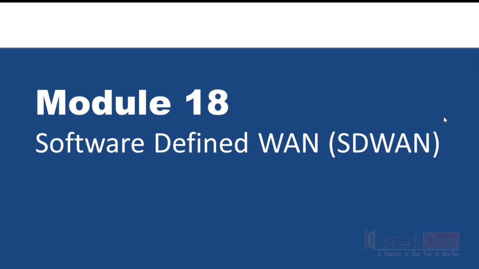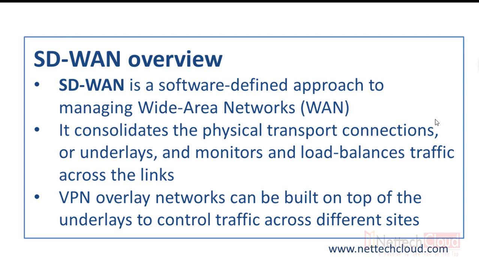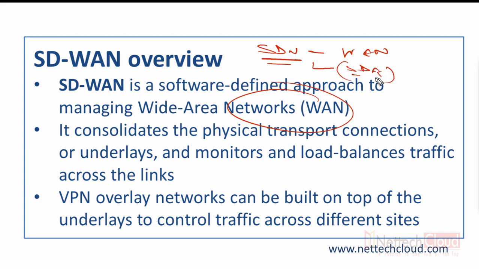Software defined WAN, or SD-WAN. SD-WAN is a software defined approach to managing wide area networks. Basically, SD-WAN is one of the SDN, software defined networking, implementations to manage a wide area network. Another very popular SDN implementation manages the campus network and is known as SDA, software defined access. So SDA is to manage campus networks and SD-WAN is to manage wide area networks, right?